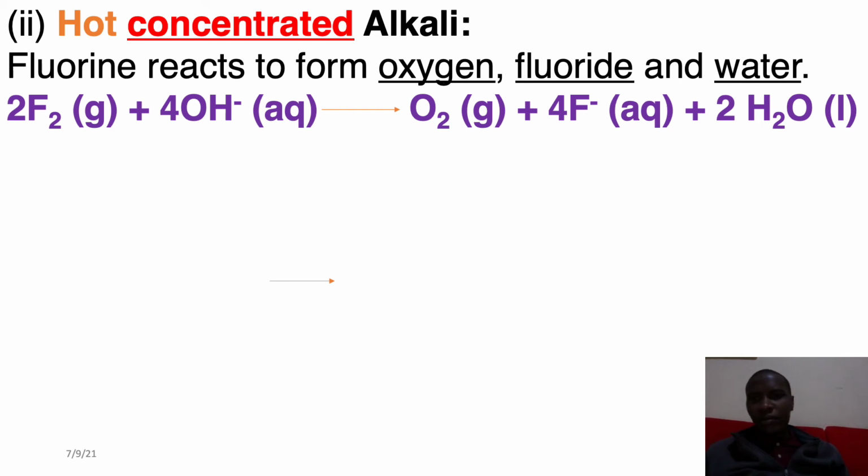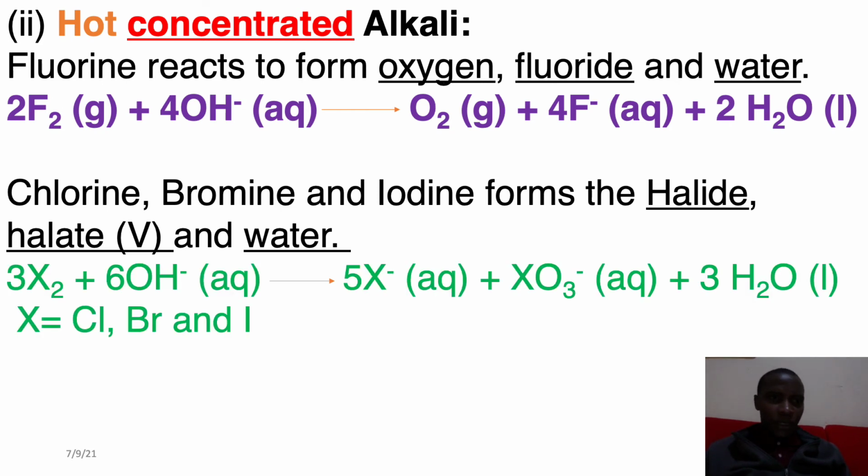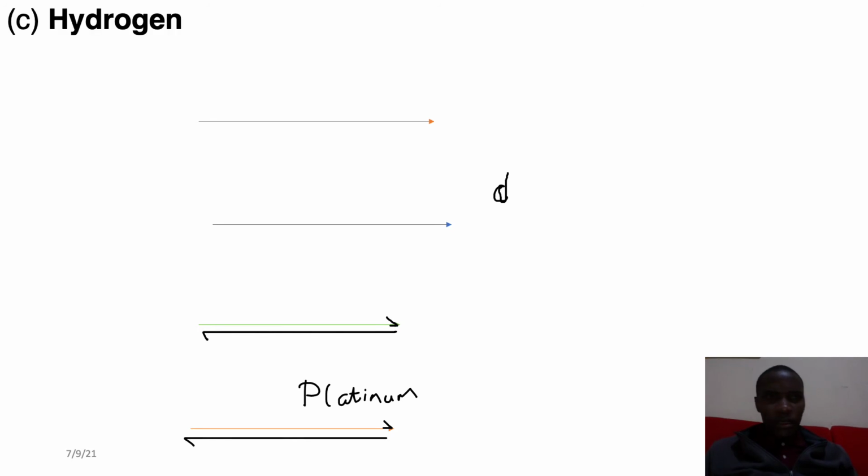And if it is chlorine, bromine, and iodine, then we shall have now the halide 5. This time the halide 5, you know that is, for example, the chlorate, the bromate, and iodate, and of course still water. The equation is there. X is representing the chlorine atom, bromine atom, and also iodine atom. We can move on. Sorry for all those issues, but we can take now reaction with hydrogen.